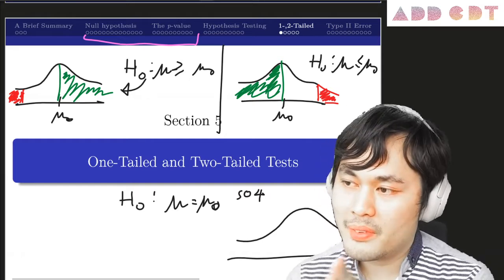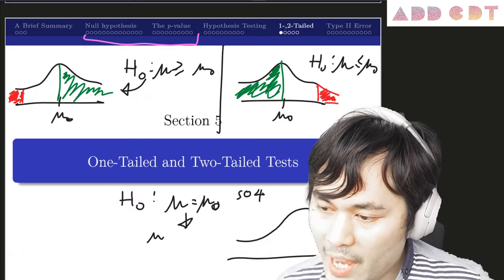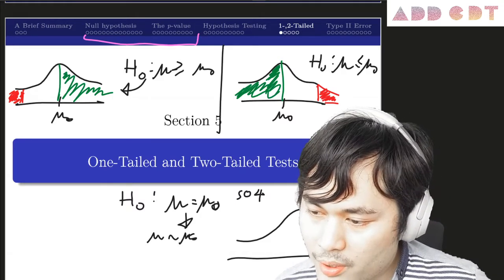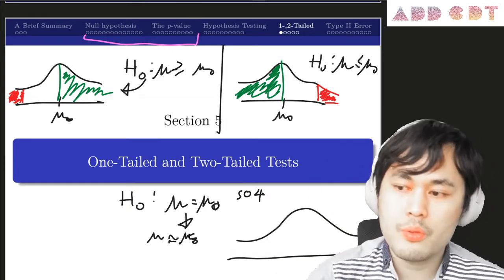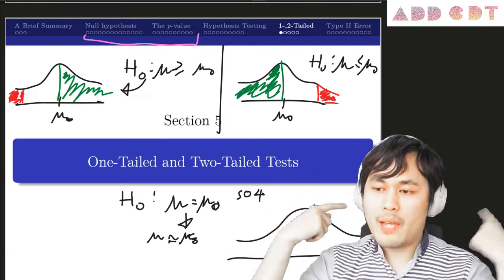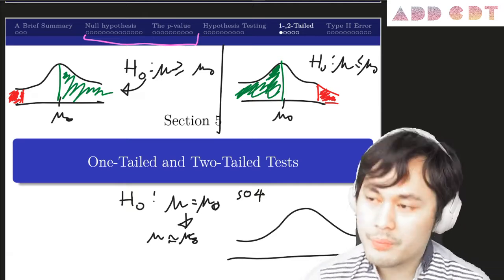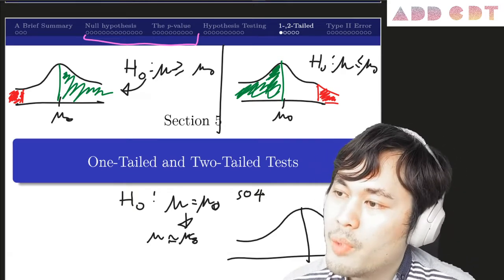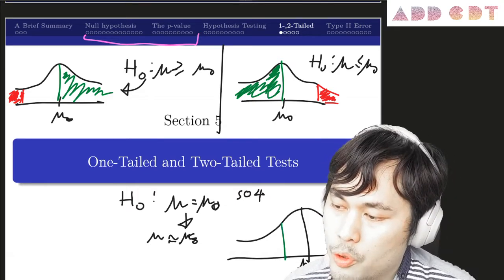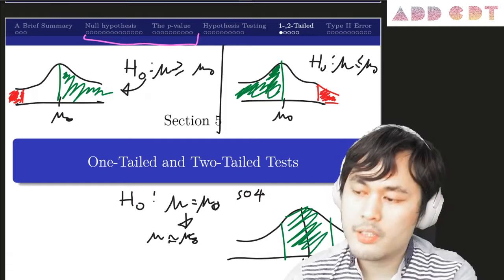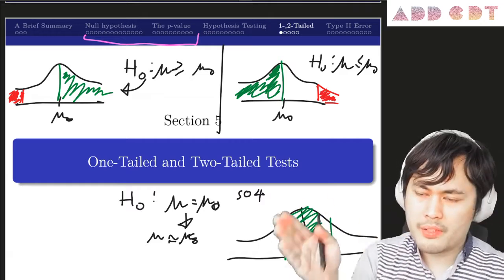So what it actually means is we believe that this is approximately mu0. When we write it, we write it as mu equals mu0. But what we are trying to say here is that mu is approximately mu0. That means we believe that if we put a mu0 here, it shouldn't be too far from that center.